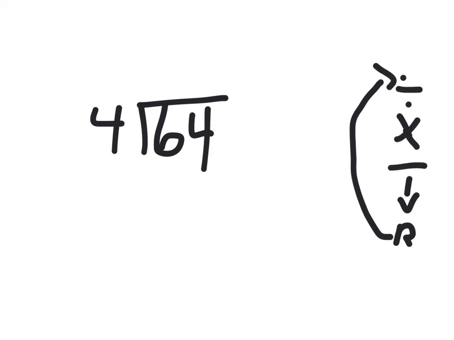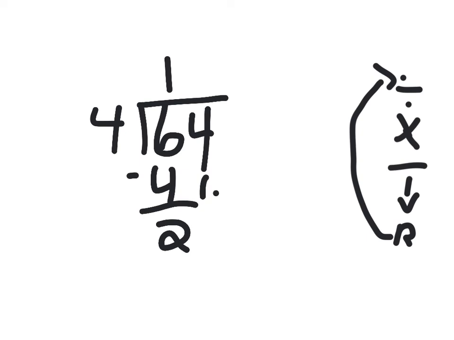So we start with divide. 4 goes into 6 1 time. We multiply. 1 times 4 is 4. We subtract. 6 minus 4 is 2. We bring down the 4. So now we have 24. So 4 goes into 24 how many times?